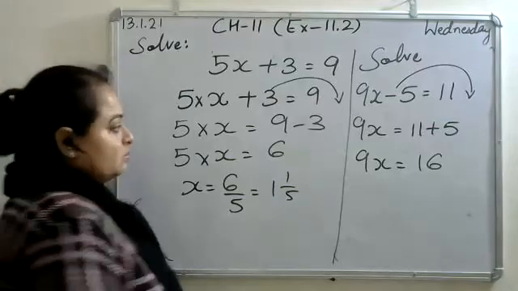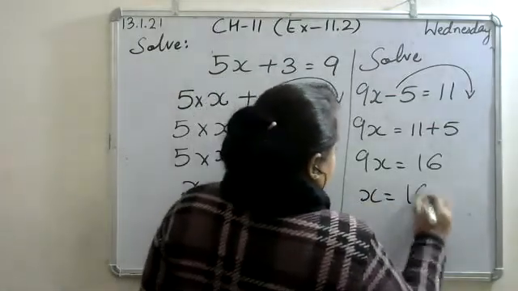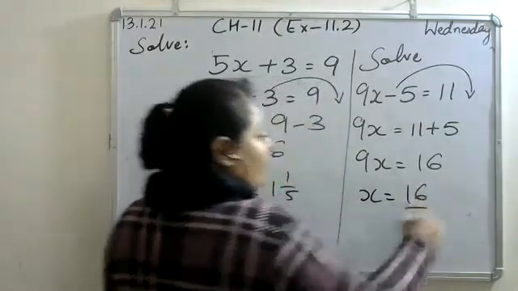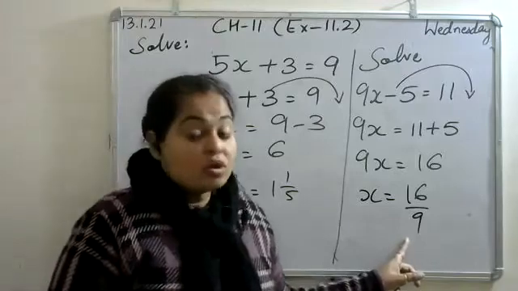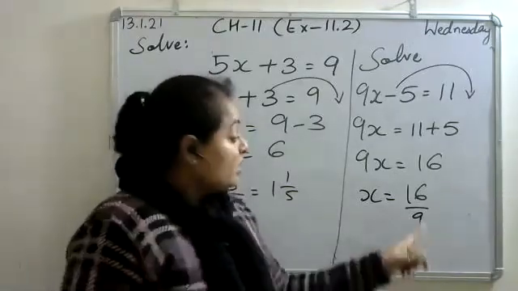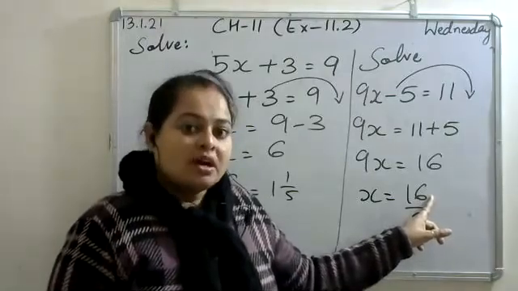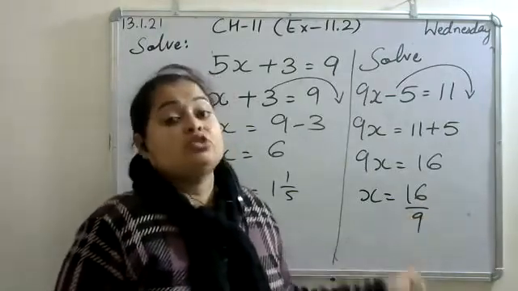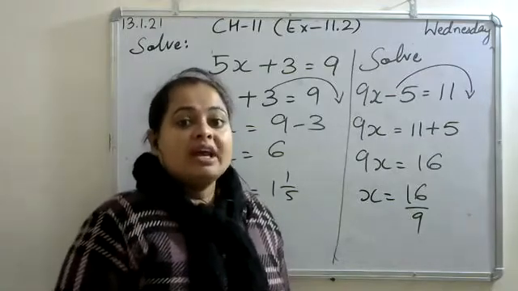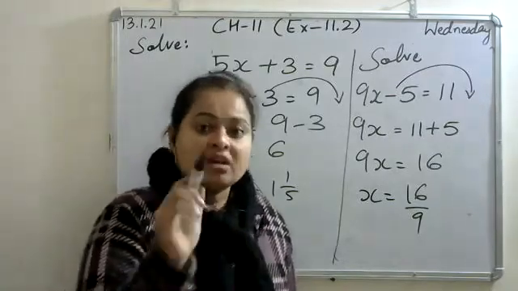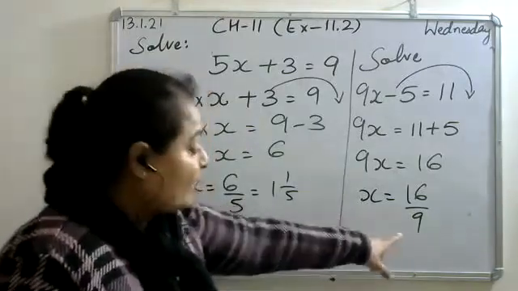Then we shift 9 to 16 divided by 9. Yes. And this is not the final result. This is not final because numerator is bigger. When numerator is bigger, then you have to change this to the mixed fraction. Very much compulsory. Okay, otherwise your half marks will be cut. Now, students, change this into mixed fraction and write down your result here.